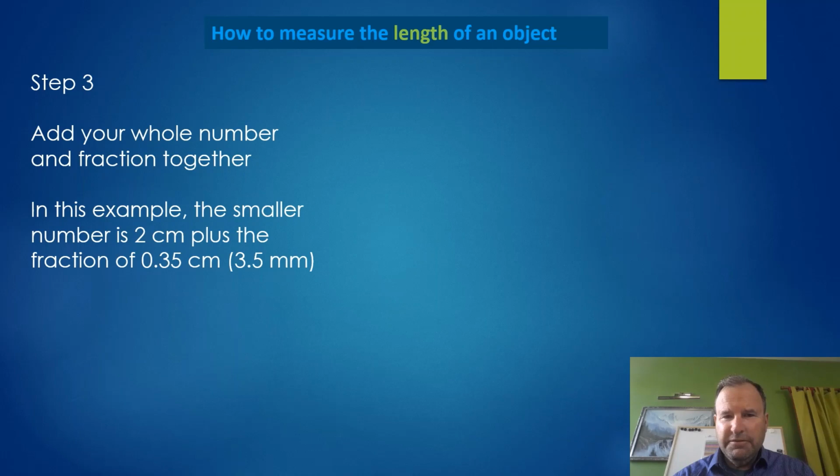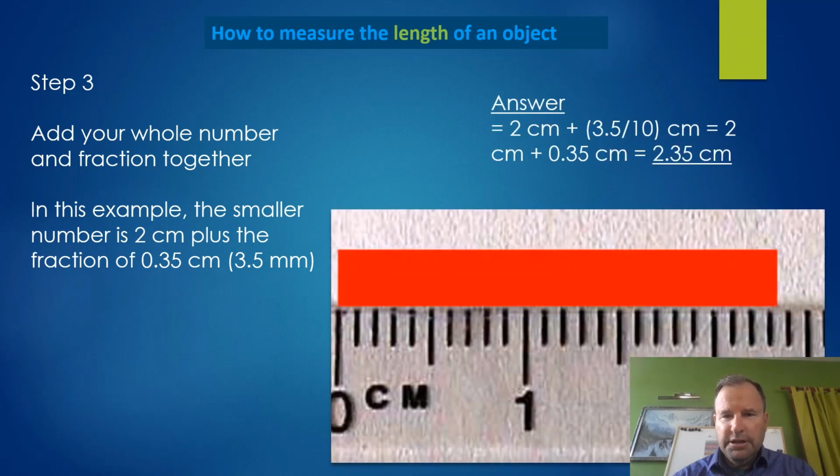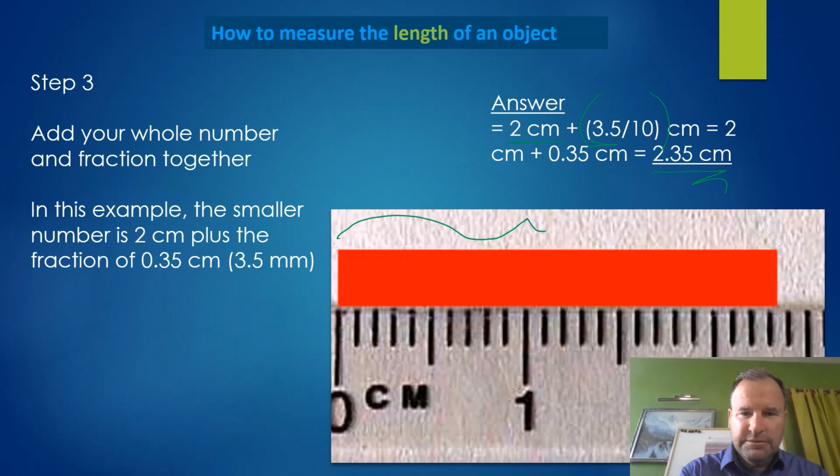Again, as we did before, we add the number 2, which is here, and then we add the 3.5 that we got. We'll show you in a second how we worked out the scale. So 3.5 over 10, and then we've got 2 plus 3.5, which gives you the answer 2.35 centimeters. So the length of this line from here to here is 2.35 centimeters.